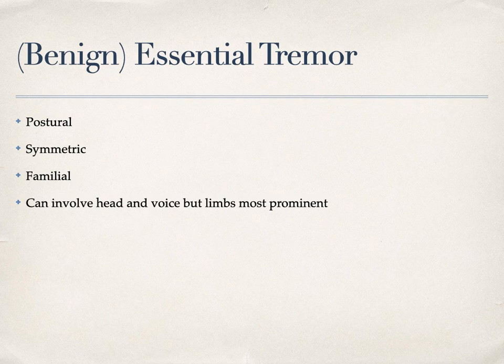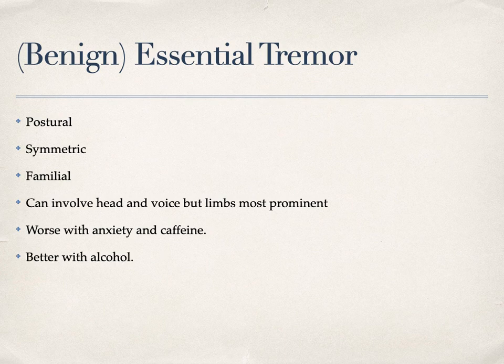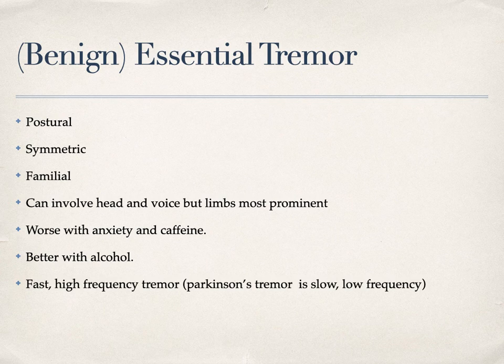So often you can bring it out by asking the patient to hold a note like "ah", and sometimes you can hear the warbling of the voice, and also you can sometimes hear a yes, yes, or a no, no head tremor. Often patients say that the tremor gets worse when they're stressed or anxious or with caffeine, and interestingly, it gets better with alcohol. As I said, it's a fast, high-frequency tremor, whereas Parkinson's is a slower, lower-frequency tremor, and it's very slowly progressive over many years, and generally that's why we call it benign. It doesn't mean that there's any neurodegenerative condition at play.